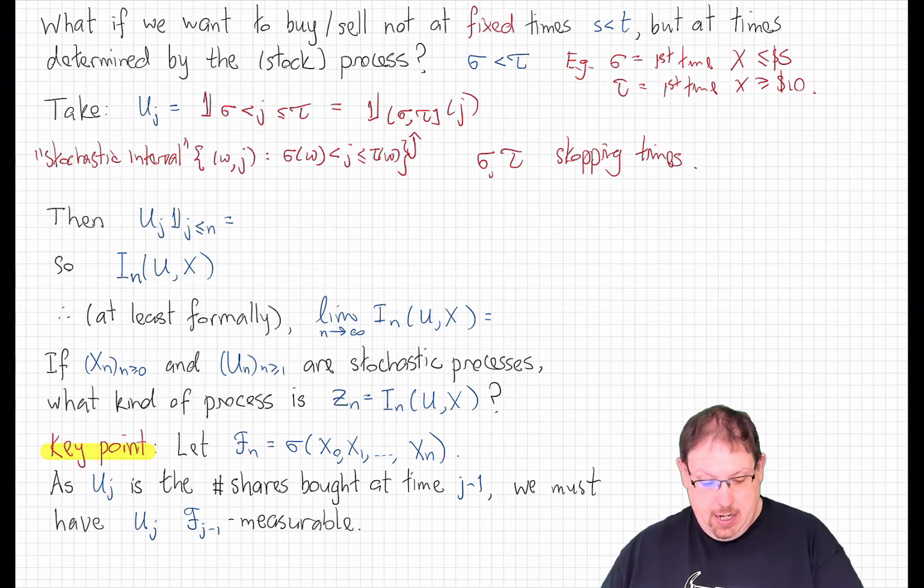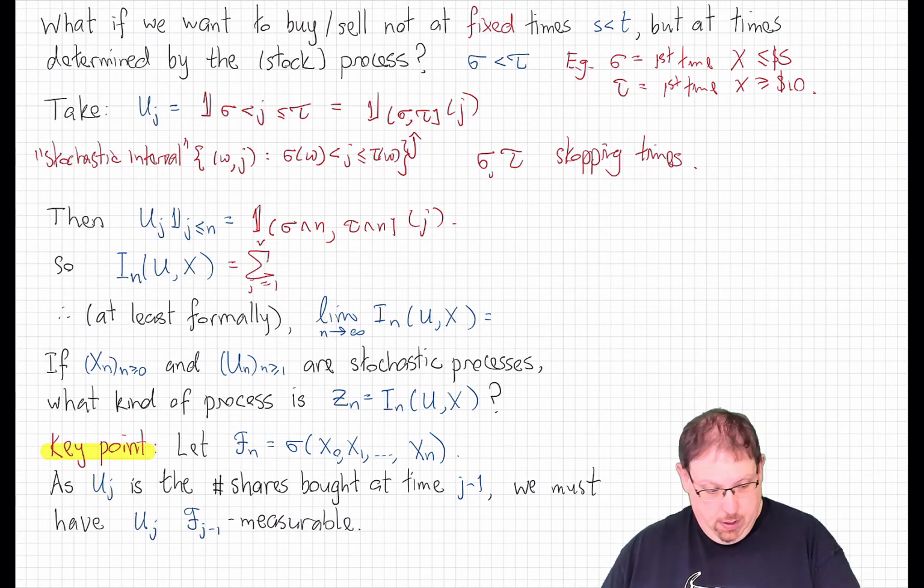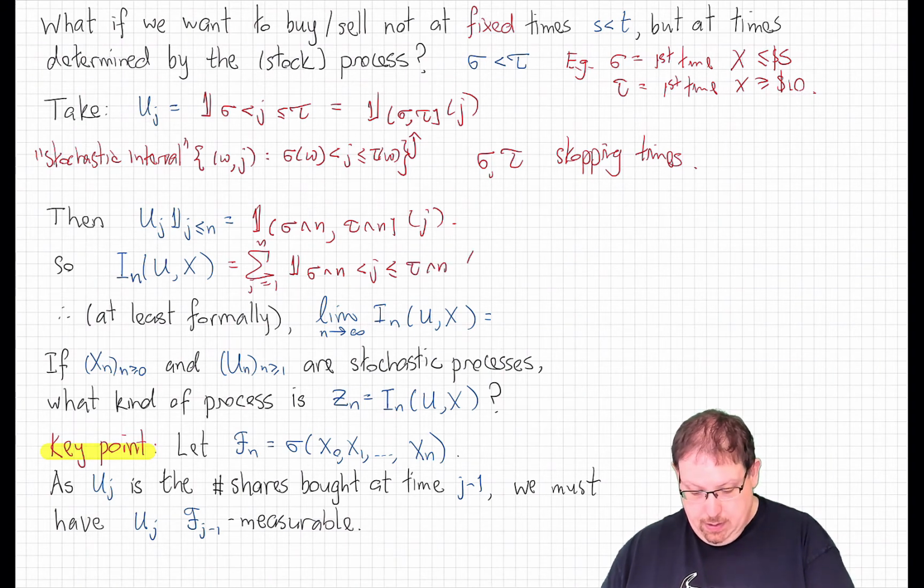Now, in any case, if we take u_j to be this indicator function, we buy 1 share of the stock at each time j in between sigma and tau. Then u_j on the event that j is less than or equal to n, we could write instead like this. That's the indicator of the stochastic interval from the minimum of sigma and n up to the minimum of tau and n at j. And therefore, this stochastic integral, which just measures your total profit or loss up to time n employing this trading strategy, is going to be the sum, j going from 1 up to n, of that indicator times the increment.